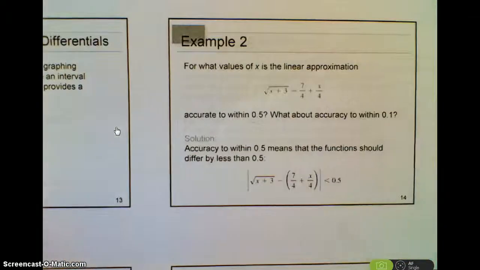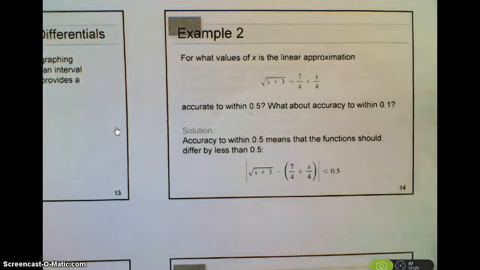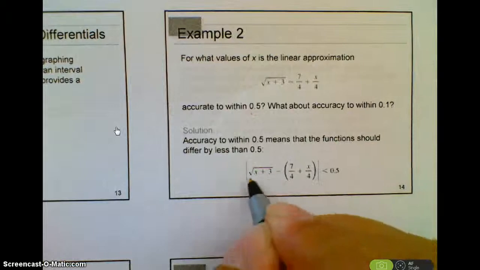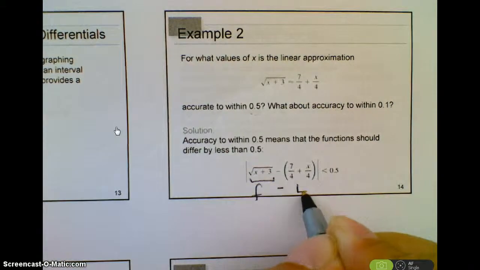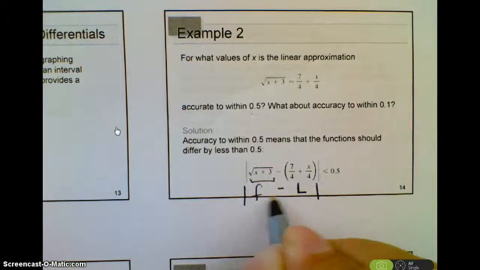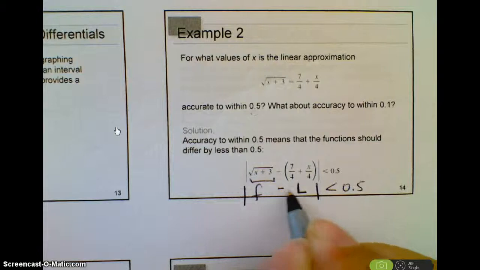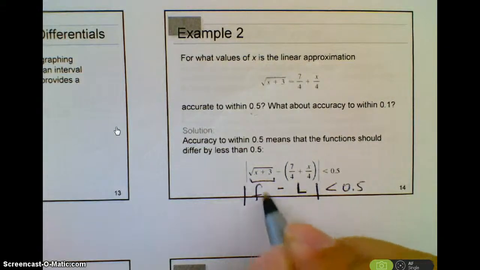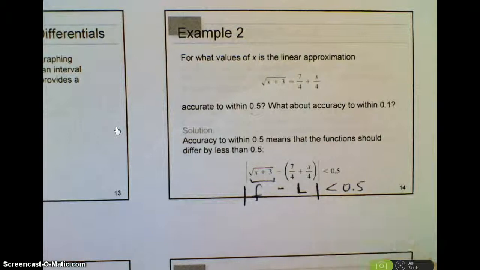So the book is showing you a way of finding this out. Remember that whenever we talk about distances, we talk about absolute value. So this is f, and this is minus, this is the linearization L. You want the distance between those two to be less than 0.5, because it could go either way. It could be that the function is greater than the linearization, and you still want both of them to be within 0.5, no matter which one is on top.